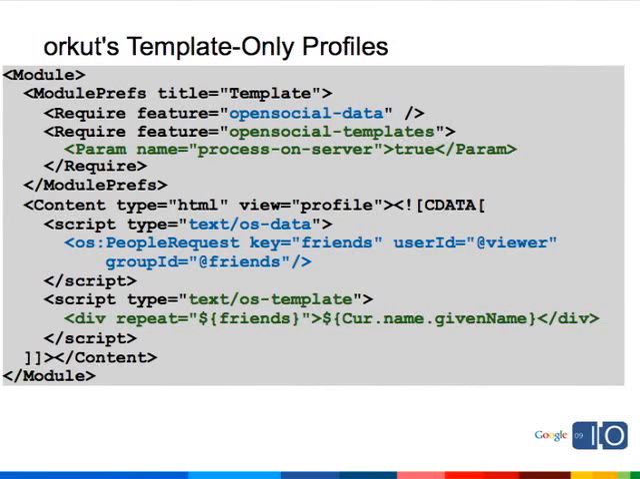So the blue little snippet at the top is a people request for the friends of the viewer, and then the green at the bottom is a repeating div that repeats on each friend and outputs their name. You'll notice that it's actually very similar to the PHP sample that Chris posted for the proxied content example.